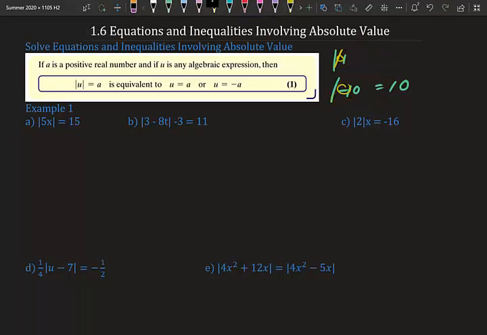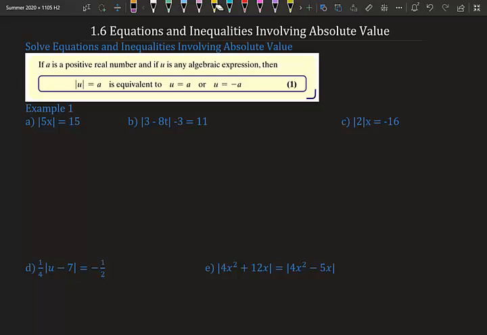Because absolute value, all it is, is how far away this number is from 0. That's all. So if it's negative 100, it's still 100 spaces away from 0. And if it's positive 100, it's still 100 spaces away from 0. That's why it's called absolute value, meaning no matter what direction it's going, how far is it from 0, which is the center of the number line.